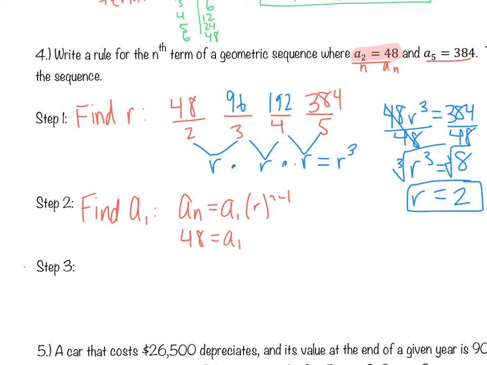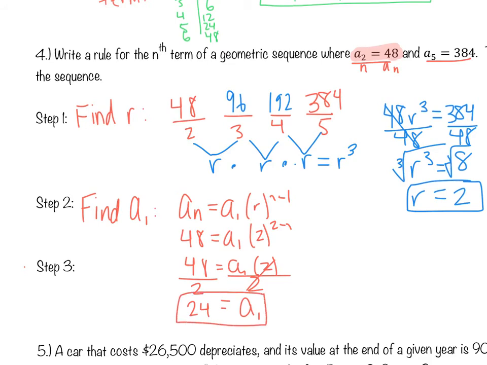I don't know a sub 1. I do now know r, which is 2, and then n, for this particular case, was 2. So I have 2 minus 1, which is 1. 2 to the 1 power is 2. So I have 48 equaling a sub 1 times 2. And so I just divide by 2, divide by 2. That means that a sub 1 equals 24.